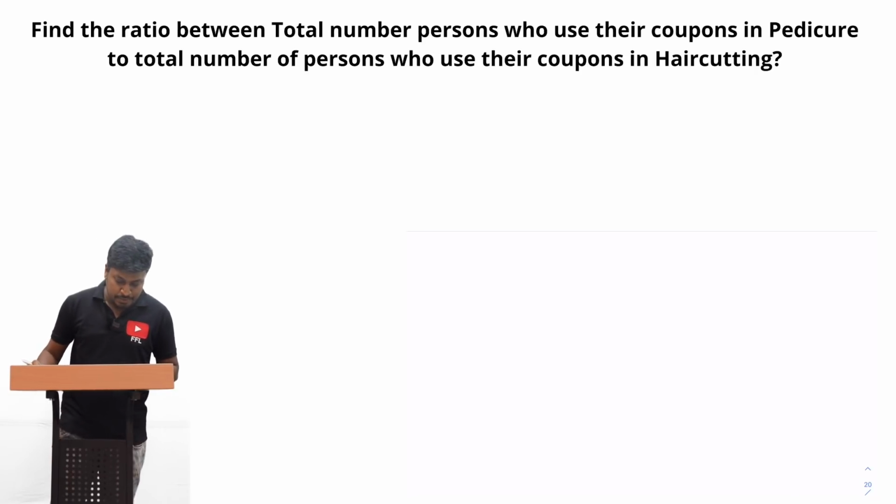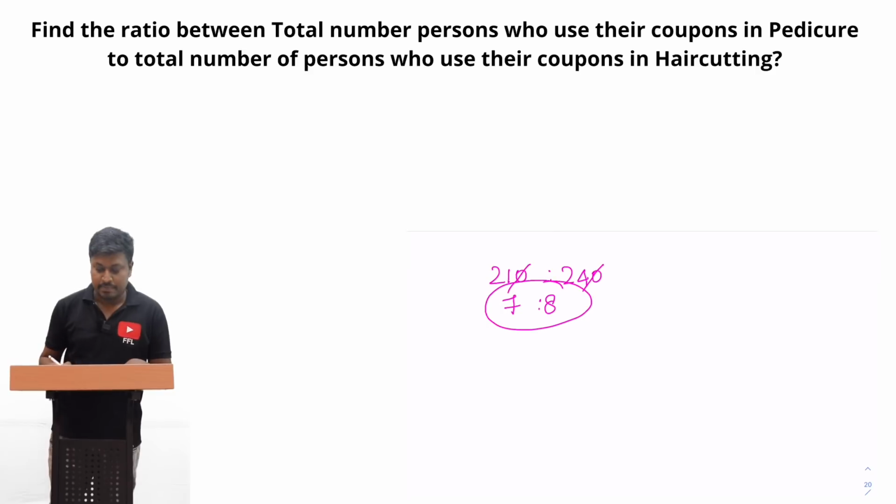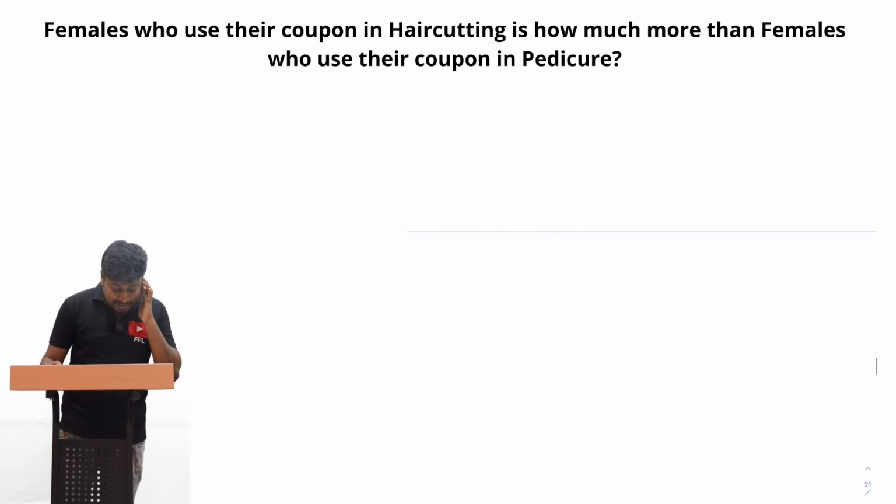Find the ratio between the total number of persons who use their coupon in pedicure to the total number of persons who use their coupon in hair cutting. They are asking for a total, right? So the total number of persons who use their coupon for pedicure: 156 plus 54, so the result will be 210. So 210 will be the total pedicure. And the total hair cutting, according to the values, is 156 plus 84, which is 240. So this becomes 210 to 240, cancel it, 7:8. We can say that the answer for the question is 7:8. Got it? So next question.